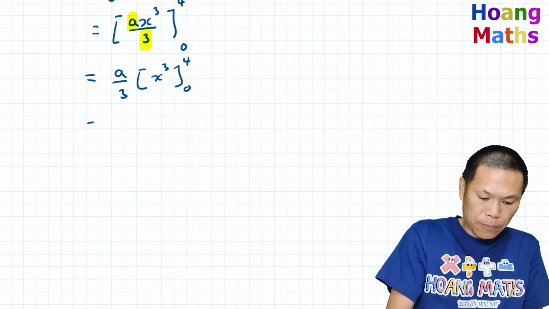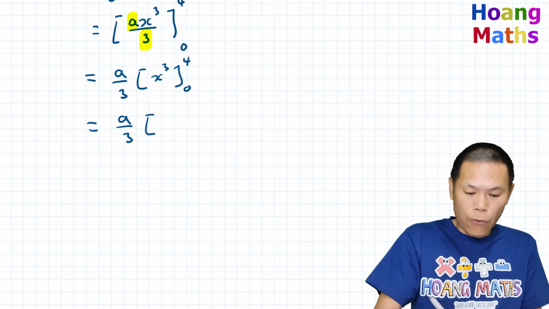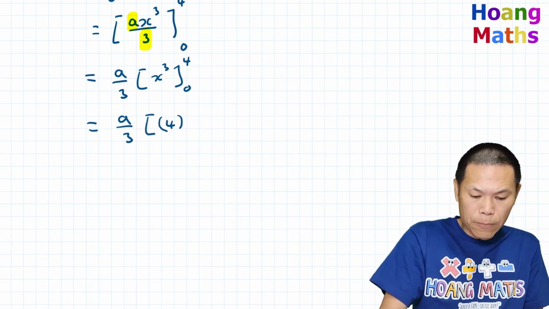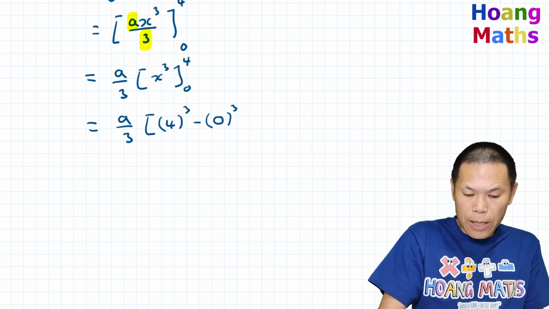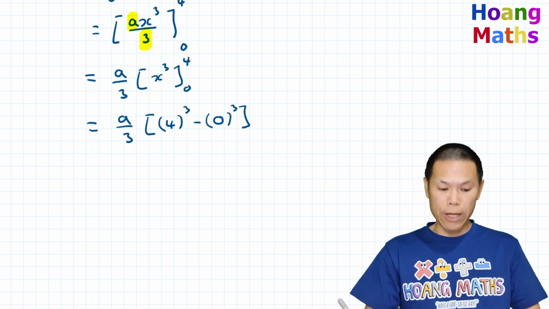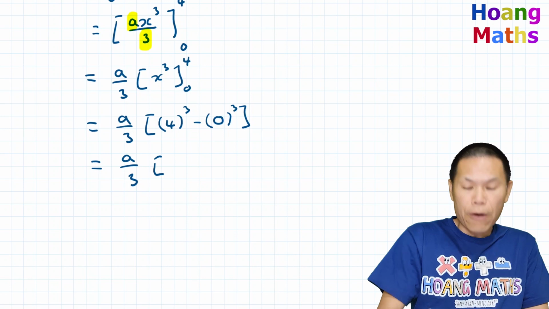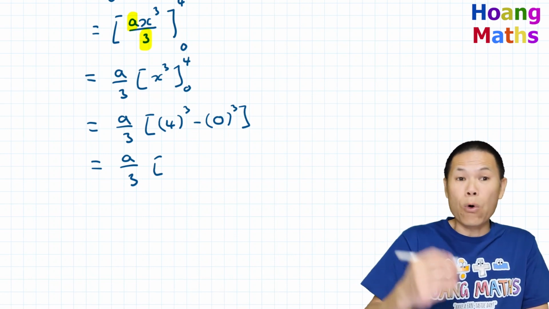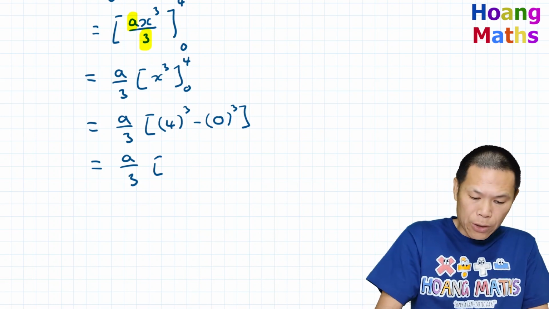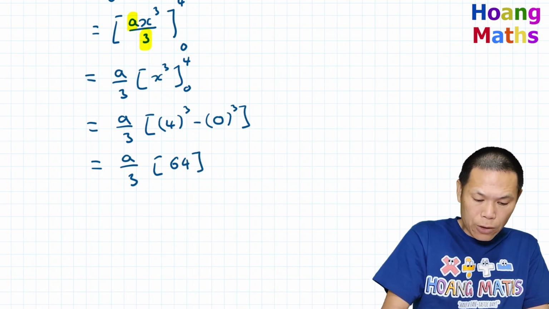Now let me evaluate this. That will give me a over 3, and x is 4, so that means 4 power 3, and we minus 0 power 3. We know that 0 power 3 is 0 anyway. So that gives a over 3 times 4 power 3. 4 squared is 16 times another 4, so 64. Otherwise, you can just use a calculator. So 64 minus 0 is 64, and that is equal to 1.